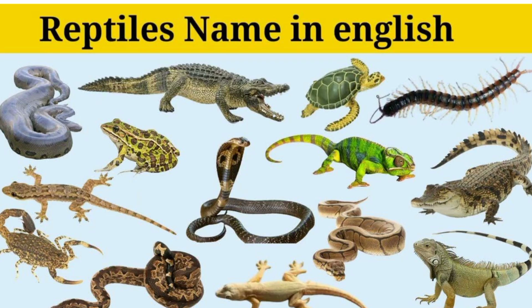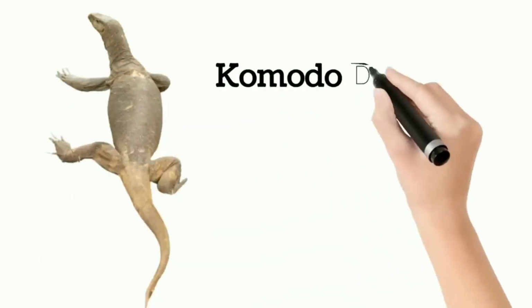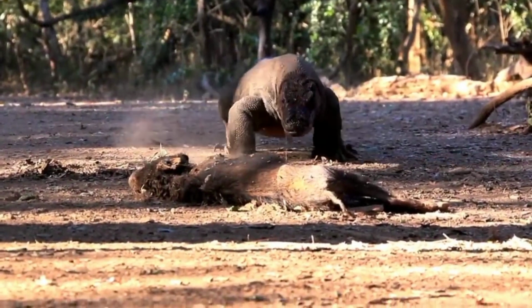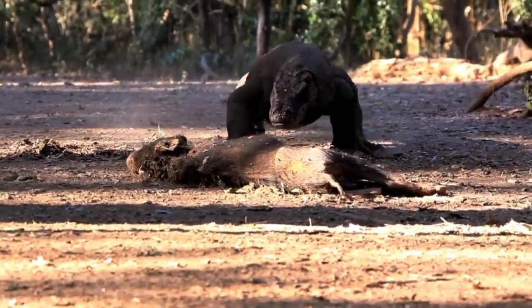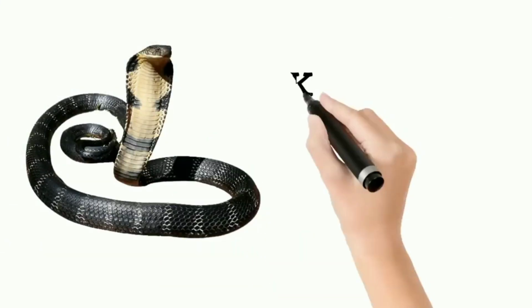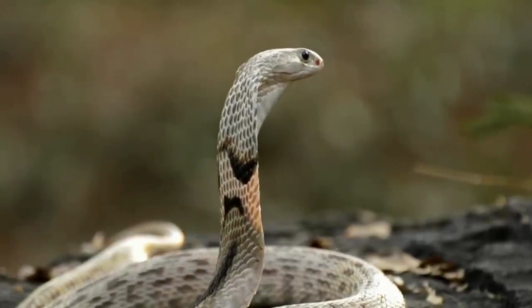Today we learn a reptile's name in English, so let's start. This is Komodo dragon. Komodo dragon. This is king cobra. King cobra.